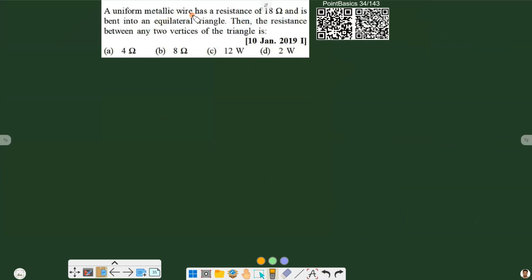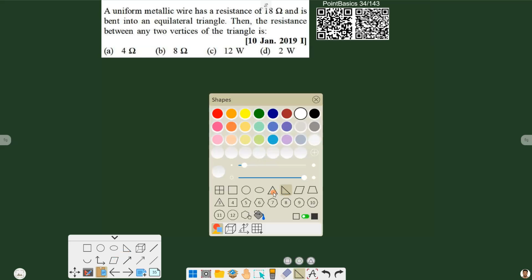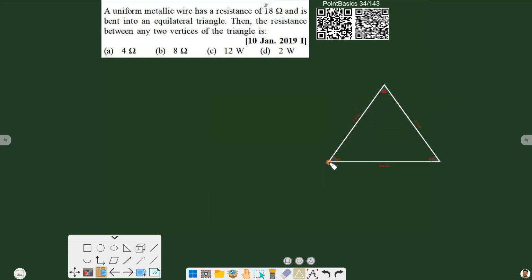A uniform metallic wire has a resistance of 18 ohm and is bent to form an equilateral triangle. Then the resistance between any two vertices of the triangle. So we have a triangle here. So let's suppose this is a triangle. Now, as per mention, this is an equilateral triangle. It means that length of each side is equal. So suppose this is point A, point B, and point C.